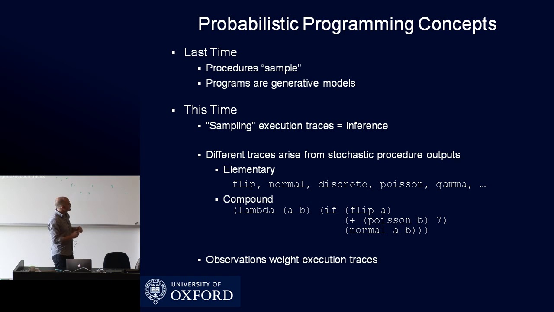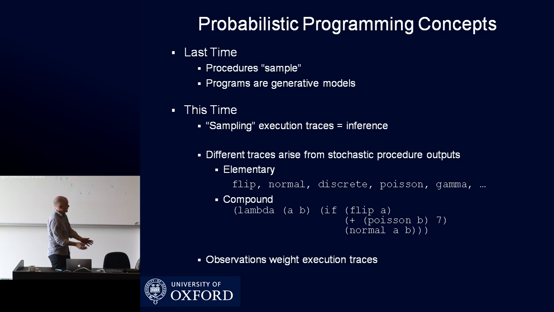Different traces arise from the output of stochastic procedures. So if at any point in the program you encounter a call to normal, you can think about this as the execution path of the program branching with whatever the return value of that procedure was. Since every procedure samples, every procedure application is a potential branching point for the program. So we've got elementary random procedures, so obviously there are going to be branch points at those, like flip, normal, discrete, Poisson, lambda. So obviously flip, depending on its outcome, if you put that in an if statement, for instance, is going to actually be a branch of the program in a traditional sense.